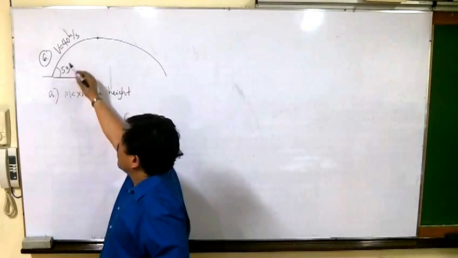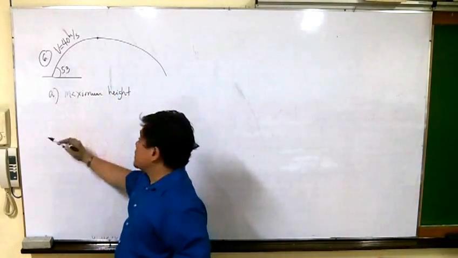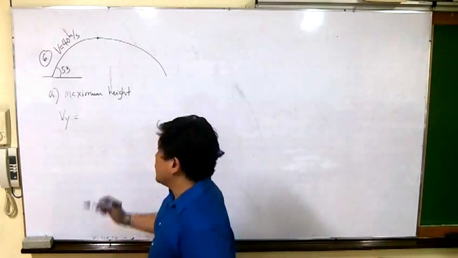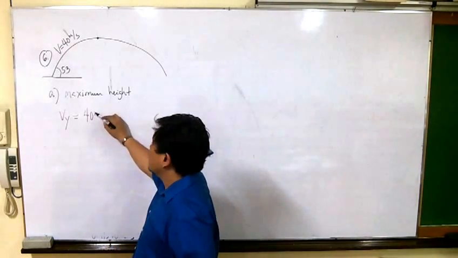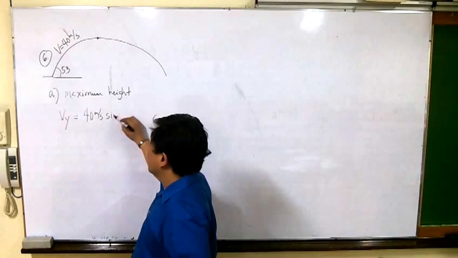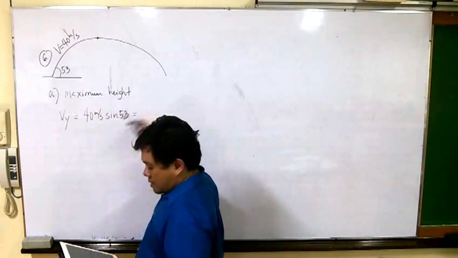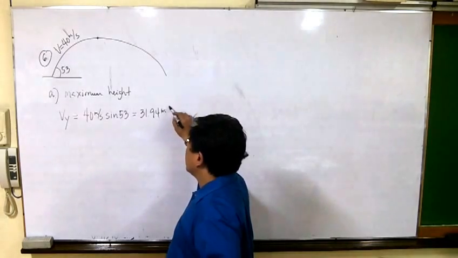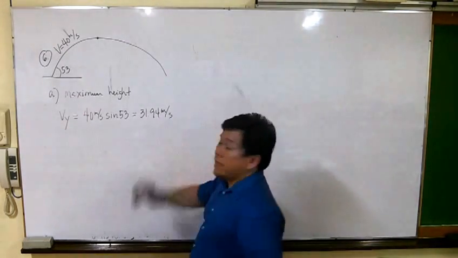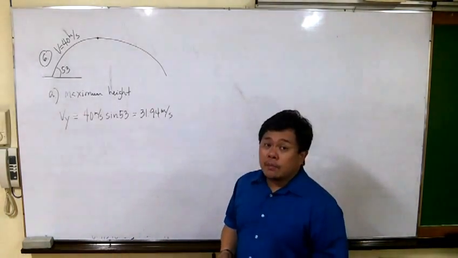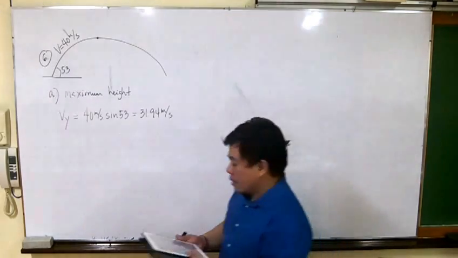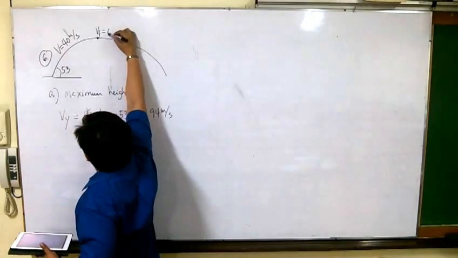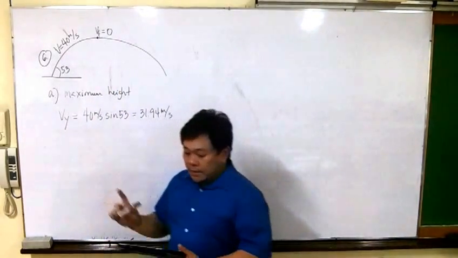we have to get the y component of 40 meters per second, and that would be done using this equation. V sub y is equal to 40 meters per second sine 53 degrees. And this will give us 31.94 meters per second. This would be the initial speed of the baseball along the vertical. Okay, we know that at the maximum point, the v sub f is equal to 0.